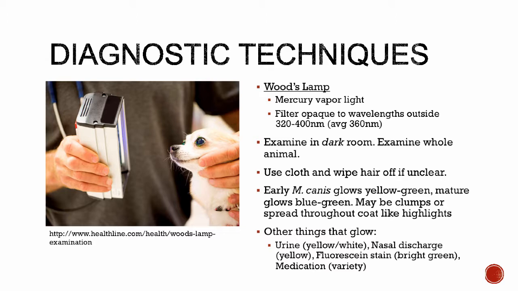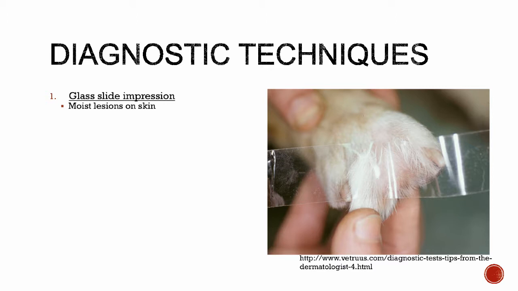The last one I have here are the things that you're going to use DiffQuick to stain. So you can use a glass slide impression where you take your microscope slide and you press it against a moist lesion on the animal. You can use a swab to grab some material and smear it onto the slide. So this is particularly good for things that have holes like ears, or if you have a particularly exudative lesion on the skin, you might be able to grab some of that material and put it on the slide that way. Or you can use an acetate tape prep.